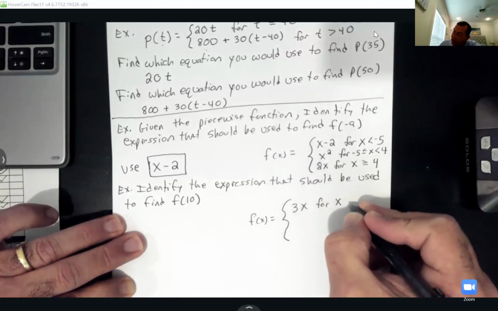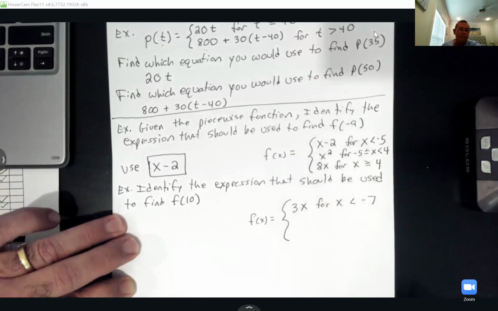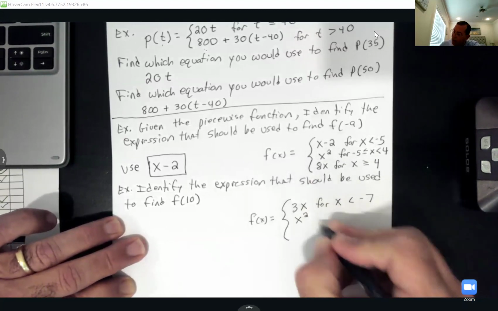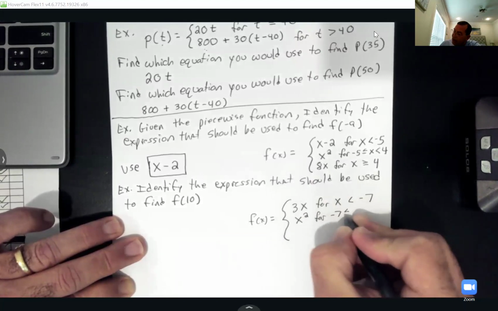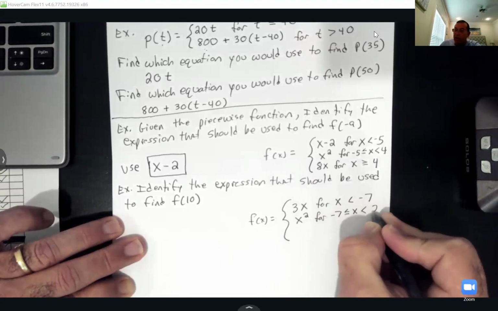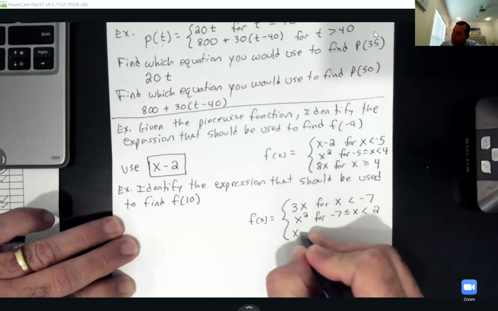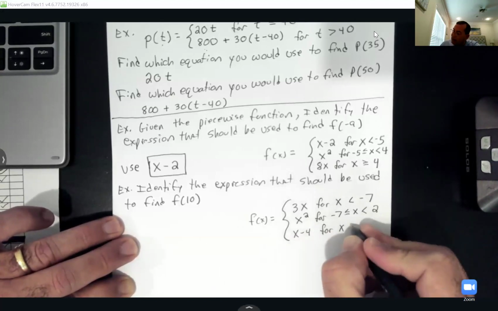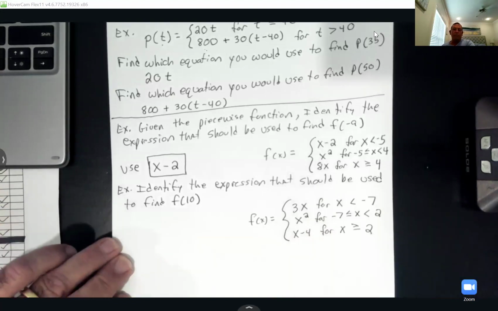x less than -7. It's going to equal x squared for -7 less than or equal to x, but still less than 2. And then I would use the x minus 4 equation for any x that is greater than or equal to my 2.